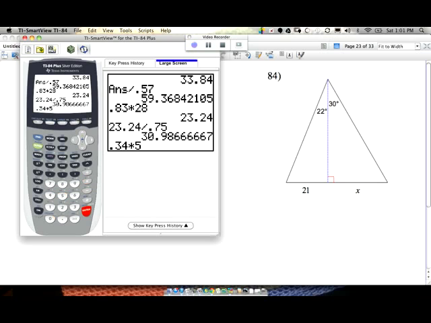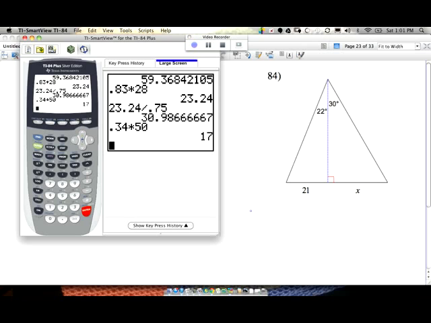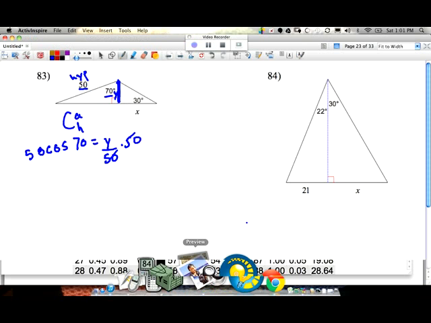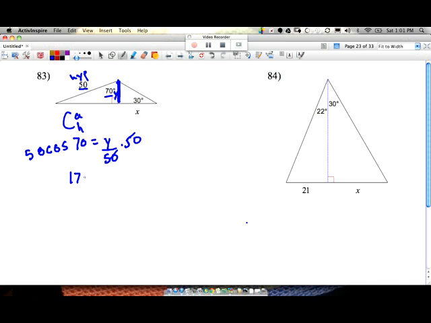17. Just let me double check. 0.34, yep, that's what it was. And altogether this became 17 equals y, because we got 17 for y. And now we have this 30 degrees. Let's start doing this as a red group. So we got x, 30 degrees, and this is 17.